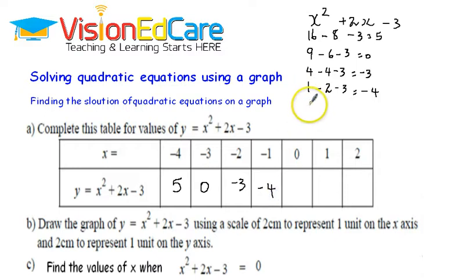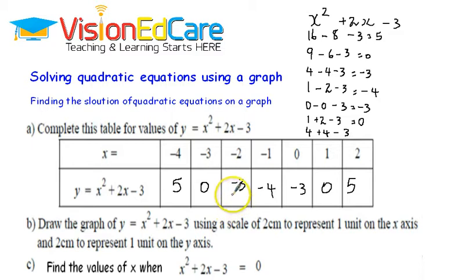And when x is 0, we're going to have 0 all squared, which just gives us 0. Plus 2 times 0 gives us 0, minus 3. So our answer there is just minus 3. And when x is positive 1, we're going to have 1. And then 2 times 1 gives us 2, minus 3. And that gives us 0 as well. And when x is positive 2, we're going to have 2 all squared. That gives us 4. And 2 times 2 there gives us 4, minus 3. So we have 4 plus 4, that's 8, minus 3 is 5. So we have worked out our values of y.